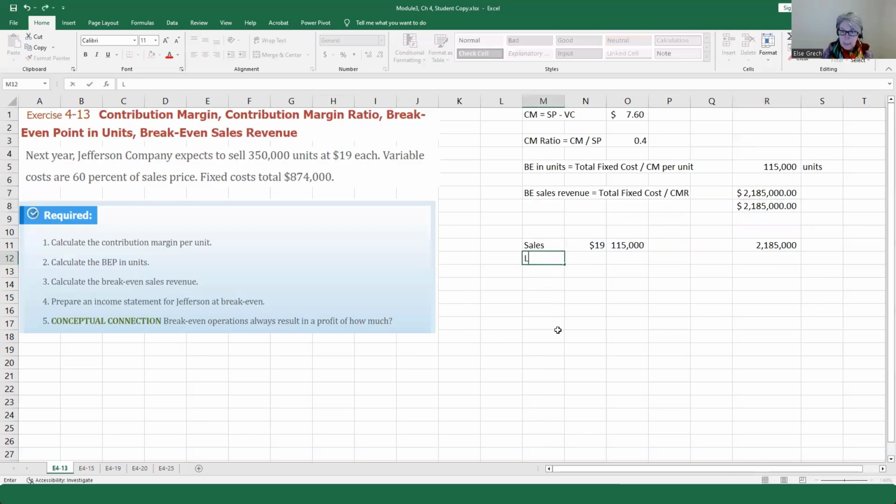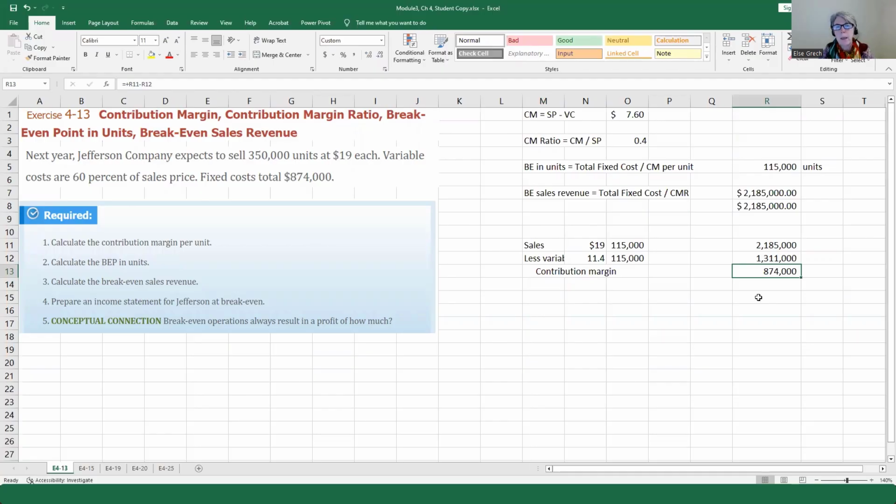Now we're going to say less variable costs. So remember, the variable costs are 60% of the selling price. So I'm going to take the selling price and multiply it by 60%, $11.40. Still going to be 115. So over here, I'm going to multiply. There we go. So now sales minus variable costs are equal to the contribution margin. So keep in mind I'm doing a contribution margin income statement here. Contribution margin is 874,000.